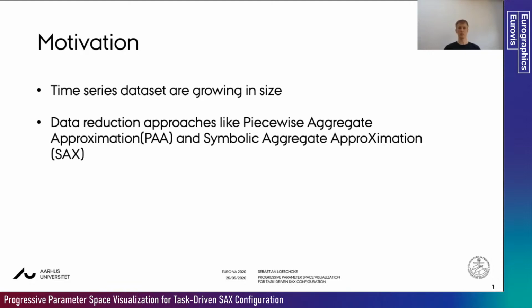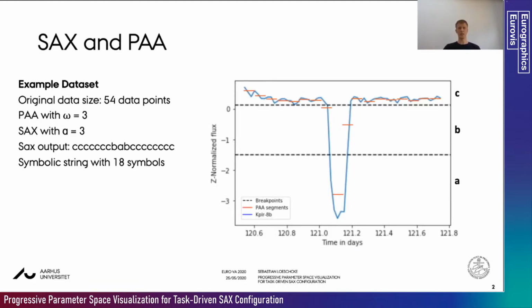Two widely used data reduction approaches are piecewise aggregate approximation (PAA) and symbolic aggregate approximation (SAX). PAA reduces the temporal resolution of the data by aggregating data segments by their mean, while SAX reduces the resolution by aggregating value ranges to symbolic values. SAX and PAA are usually used in concert by applying the SAX transformation on top of the PAA aggregated data.